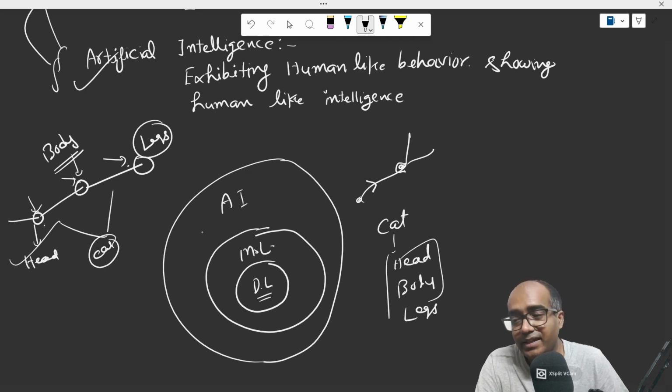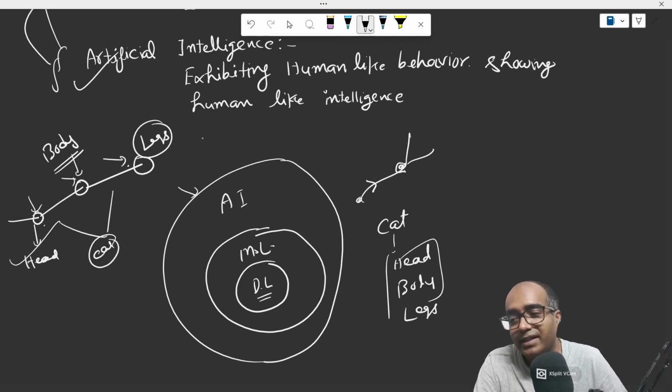So basically AI is the superset, then ML comes, and inside ML we have DL. DL is basically a subset of ML, right? Deep learning is just a part of machine learning. So AI, ML, DL, I hope you have understood.